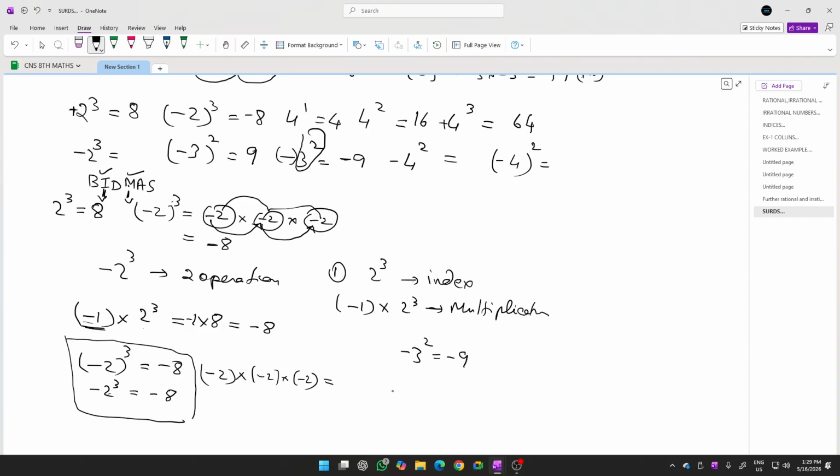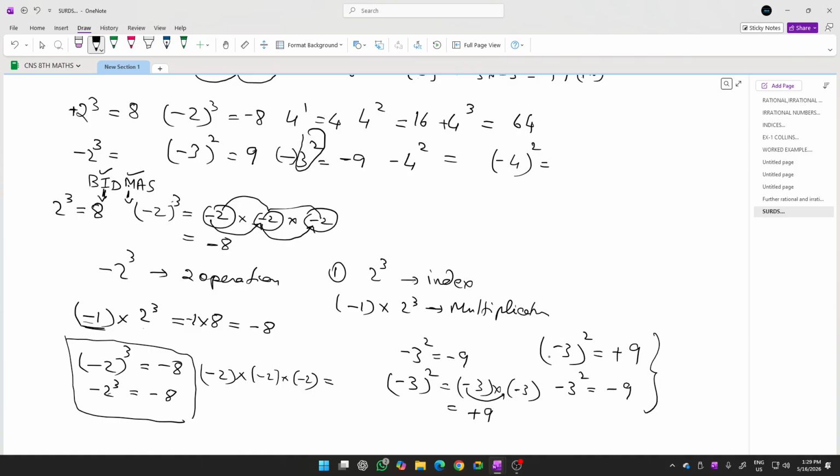If it was minus 3 the whole square, then your answer would not have been minus 9. Then your answer would have been minus 3 multiplied 2 times. The meaning of this will be minus 3 multiplied 2 times. This will be minus into minus plus, and 3 into 3, 9. So it will be positive 9. So minus 3 the whole square is plus 9, and minus of 3 square is minus 9. Remember this. The reading also you should remember.